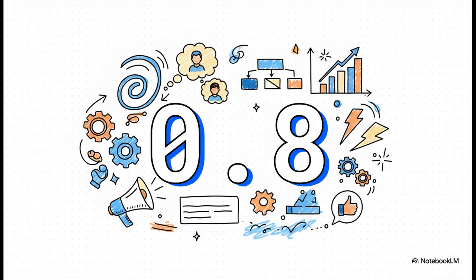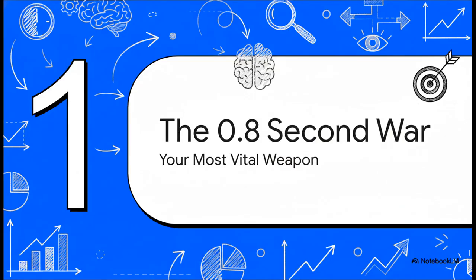And this is how long you get to make your case. Less than a second, 0.8 seconds. That is the entire window you have to stop someone's thumb from just swiping on by. So, how on earth do you win a war that's over in less than a blink? Well, that's exactly why we call it the 0.8-second war. It's a battle that is fought and won in an absolute instant.